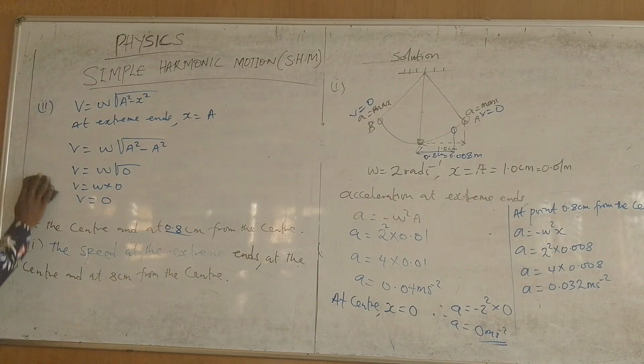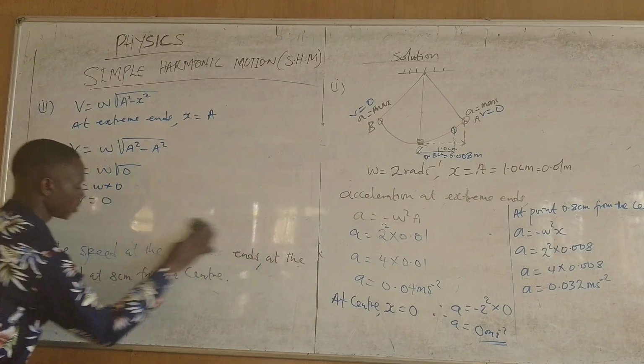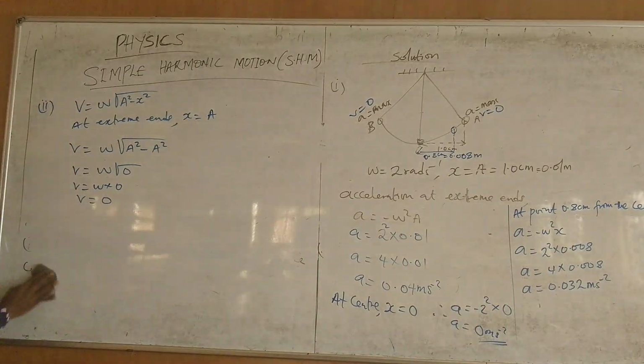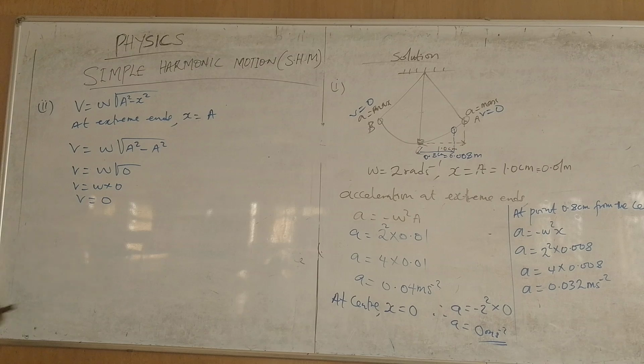Okay? But instead of calculating, in case you have a question like this, just say V equals 0 at the extreme end, without even calculating. It's a convention that you can write out. Then the next one says, at the center of oscillation, right? So at the center, what is V?